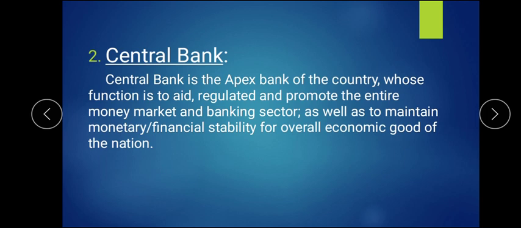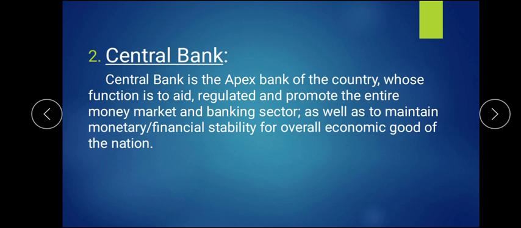It gives promotion, regulation, and help to the entire money market as well as the banking sector, and it maintains monetary and financial stability for the overall economic good of the nation. So what it tries to do is maintain price stability. So here it is the apex bank. Now, what is the apex bank? It is the topmost bank, that is, we can say RBI.